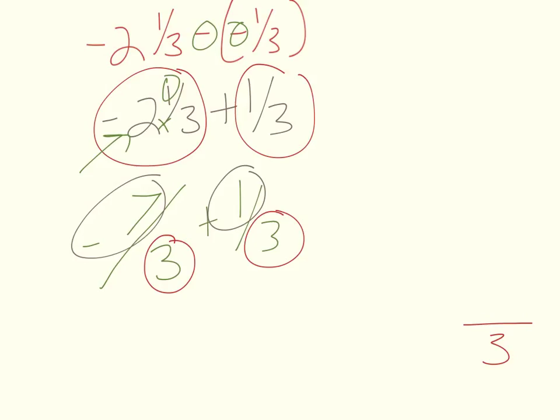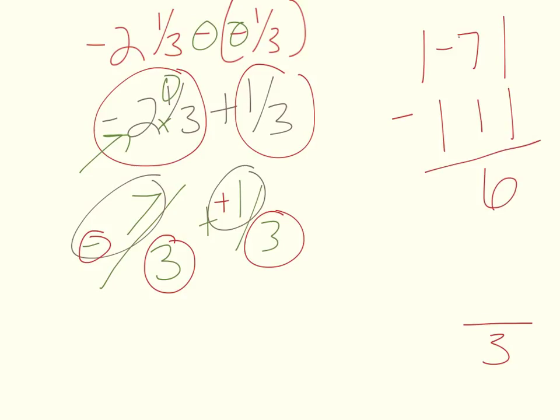Because again we have different signs, a negative 7 and a positive 1, we're going to take the absolute value of negative 7, subtract the absolute value of 1, coming to an answer of 6, bringing down the sign of the bigger number, which is negative. So we have a negative 6, making our answer a negative 6/3, which we know can be broken down to an answer of negative 2.